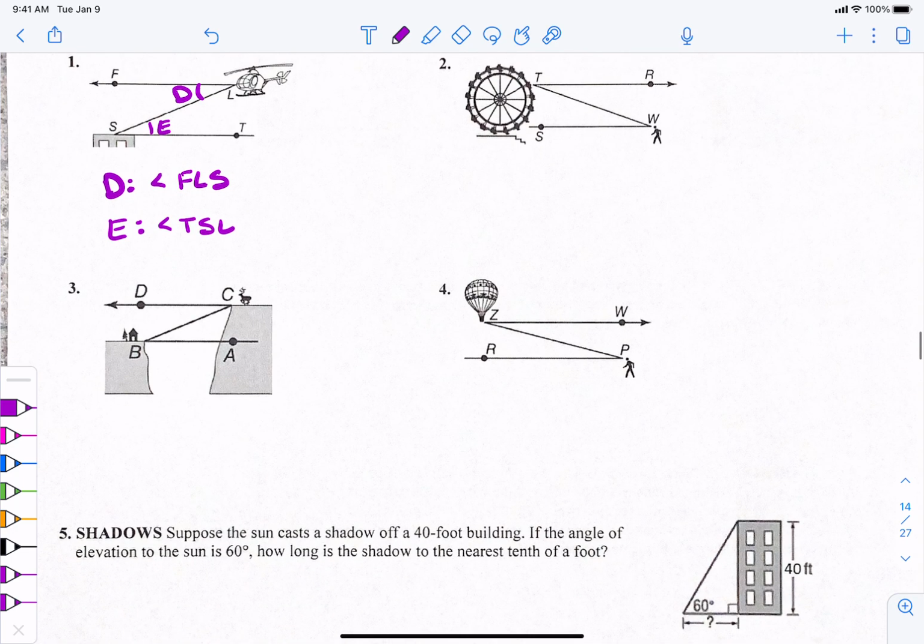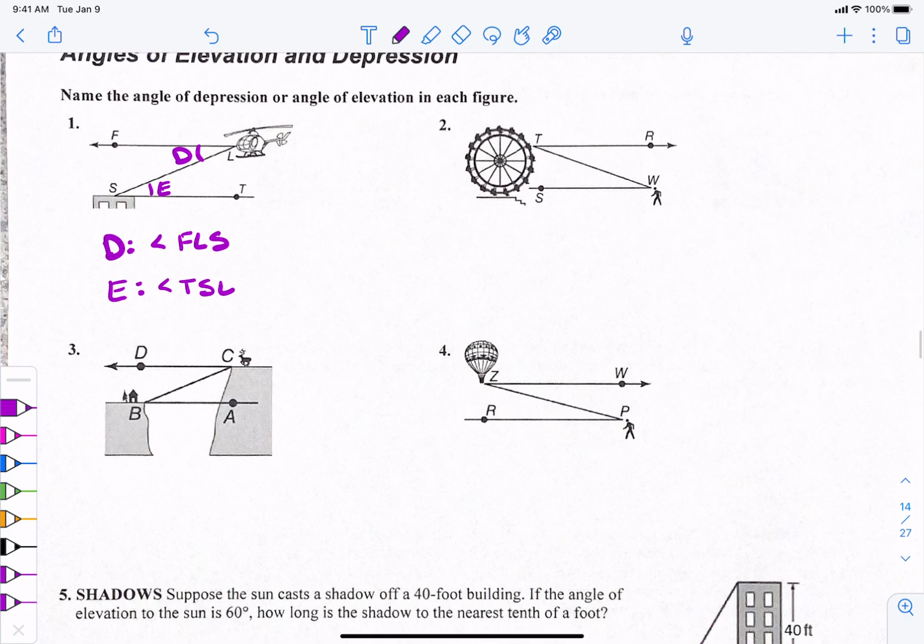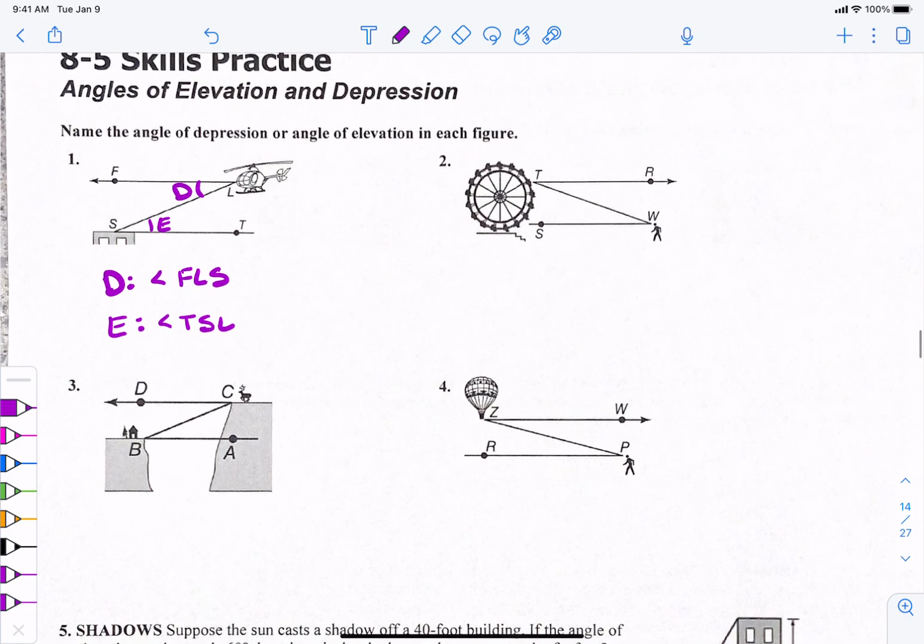Good. So keep doing those, and then you have 2 problems on this side, and then like 6 problems on the other side or something like that. Not too bad.